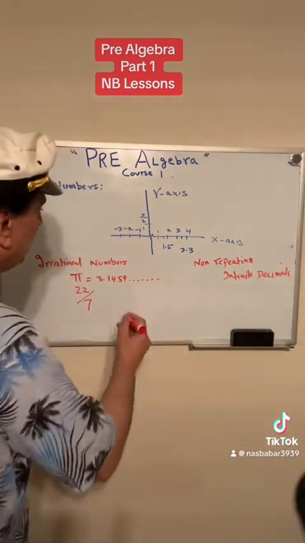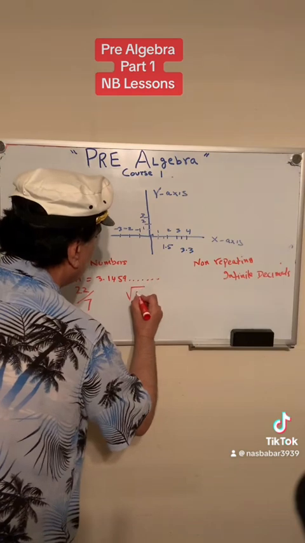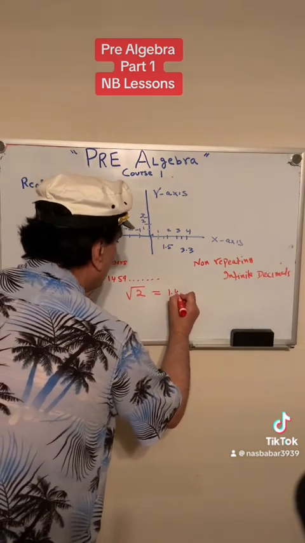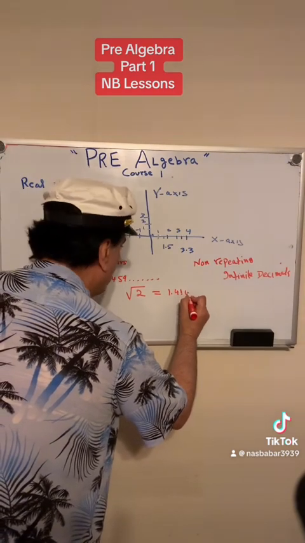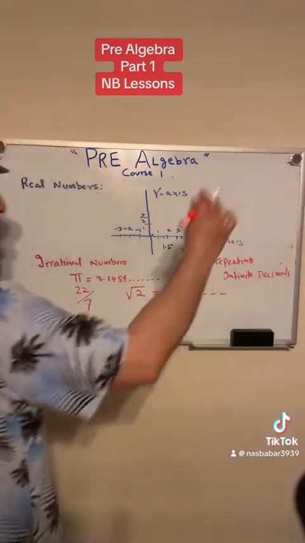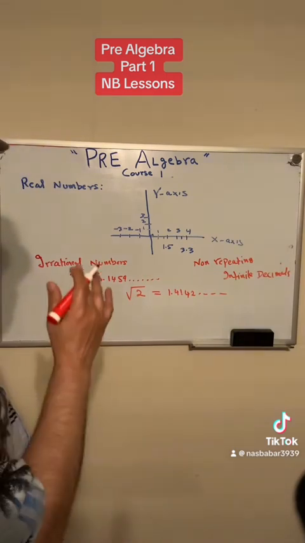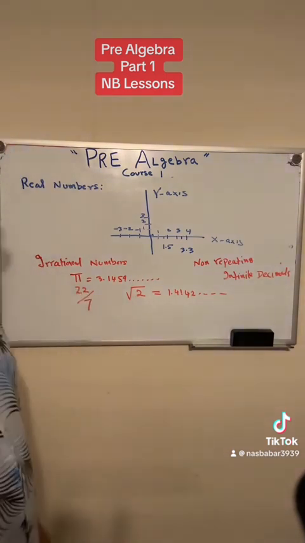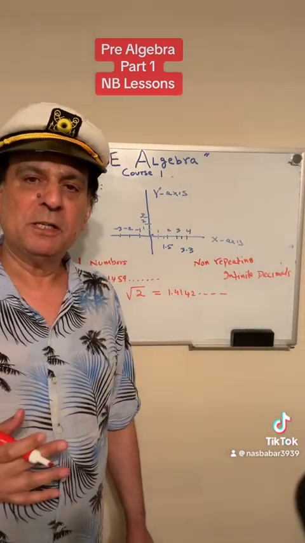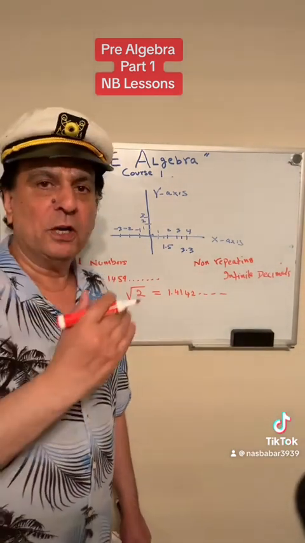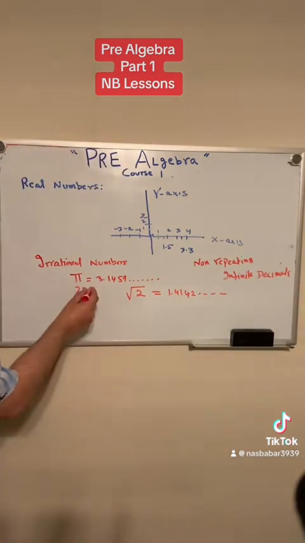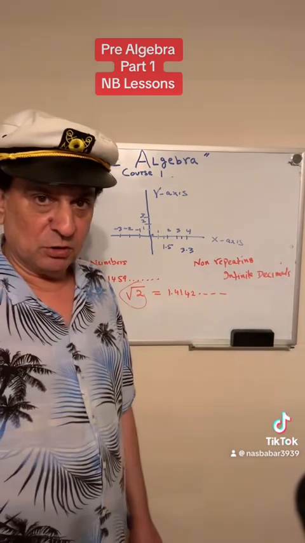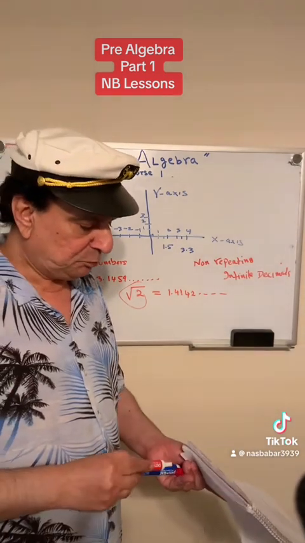Another example, square root of 2. What is the square root of 2? It's 1.4142, and that goes on and on. That is not a rational number. That is an irrational number. So the numbers which do not have any pattern and they just go on and on and on, like I gave you the example of this and this, those are irrational numbers. So keep that in mind.